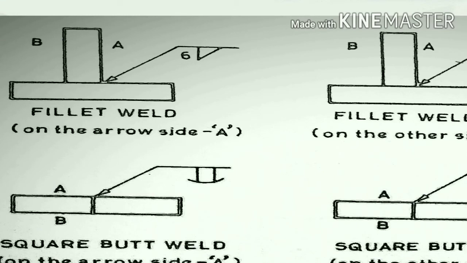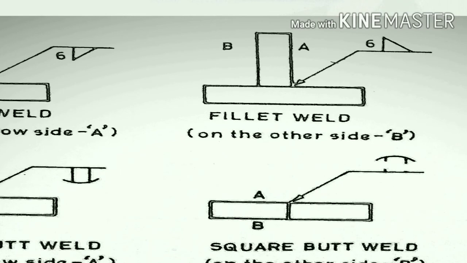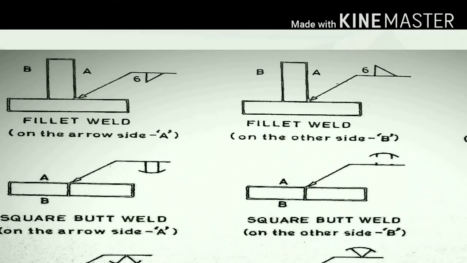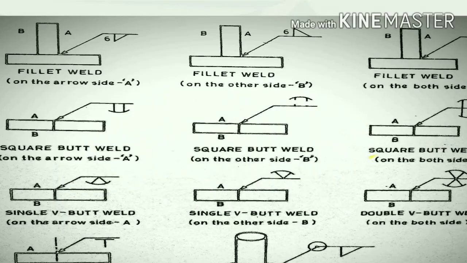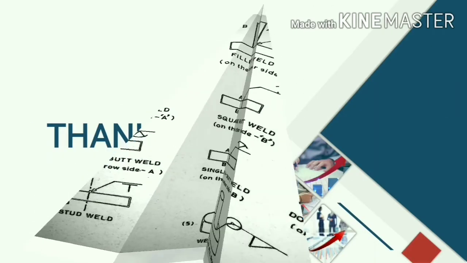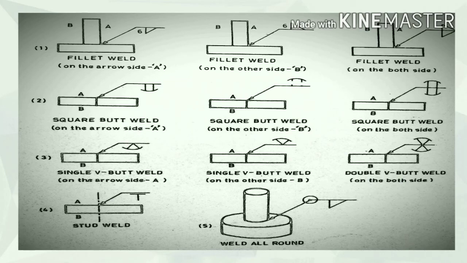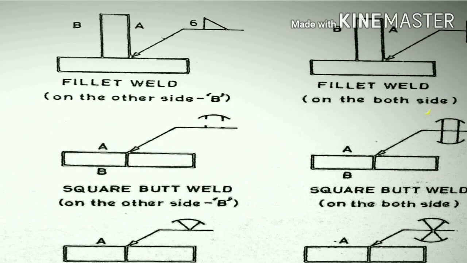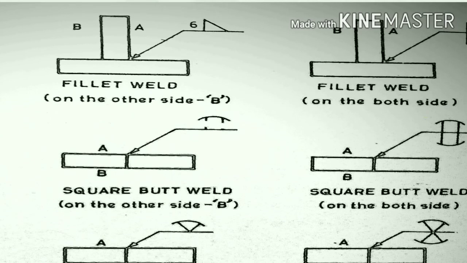Then we weld on the arrow side A. Similar, fillet weld flag is upside, means we are welding at the B side, on the other side B. Here fillet weld, here presenting upside and bottom side, both side, then A side and B side, to both side we are welding.